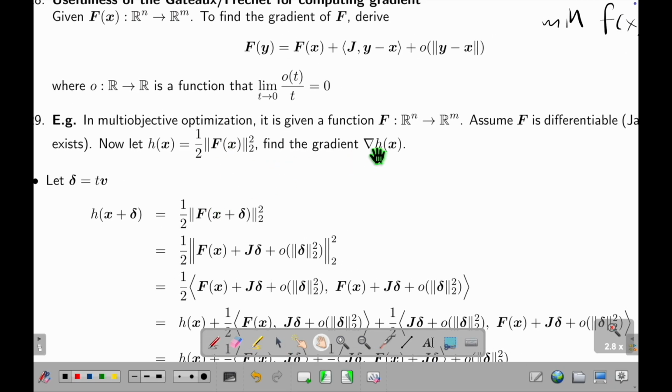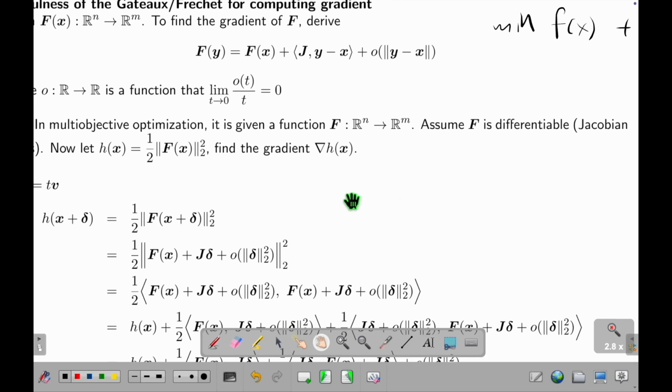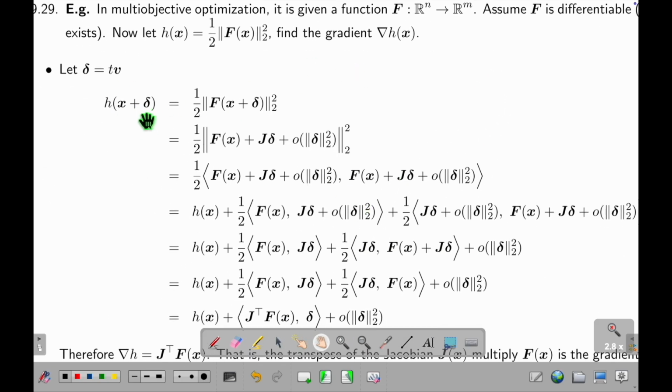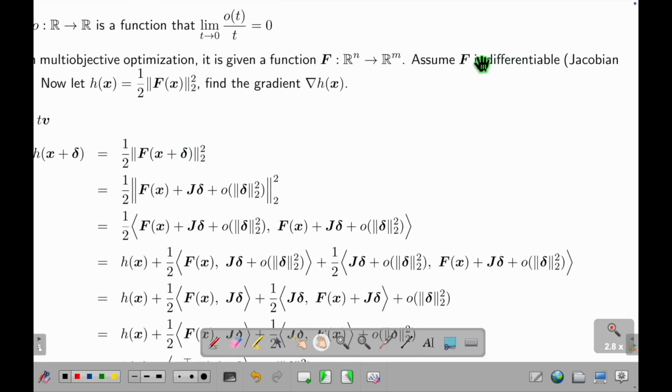So now I want to find this. What is this? A norm composed with a linear vector function. How to find the gradient? You can always do this, but don't. I have mentioned this so many times. So let's do the better way. I don't write tv, I just write delta. Then you start with this, and you write this. It's simple. And then what? I have assumed f is differentiable.